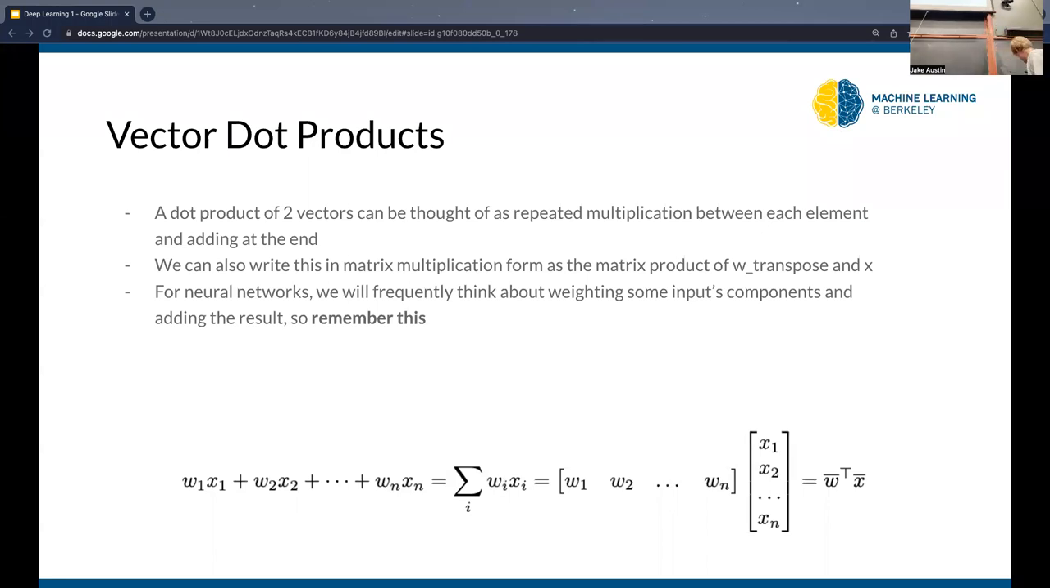Vector dot products. This is something we want to make sure all y'all are comfortable with. Just the idea that if you have two vectors, their dot product, you have a vector of W1, W2, frequently using W's for our parameters, and then Wn, multiplied by another vector, X1 all the way to Xn. If you do this, which is referred to as a dot product, it is equal to X1 times W1 plus X2 times W2, and so on all the way down, Xn times Wn. And this is how we notate it.